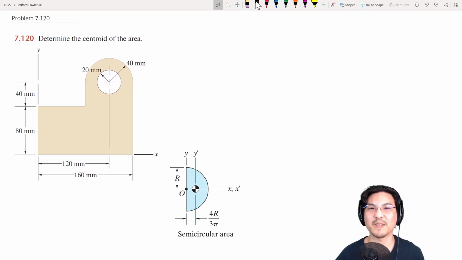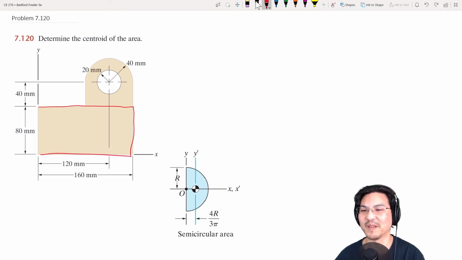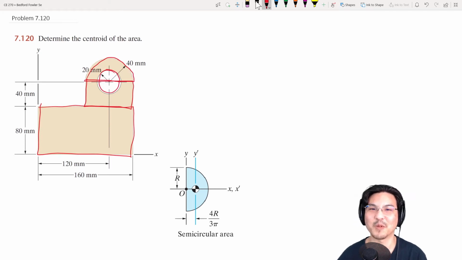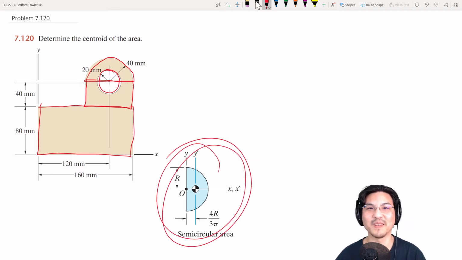Okay everybody, let's find the centroid of this composite shape. It looks to me like there's a rectangle here, another rectangle over here, then a semicircle, and then a circular cutout. So a bunch of things to keep track of. For rectangles and circles, the centroid is just in the middle. But for a semicircle, I can never remember, so I grab this out of the appendix.